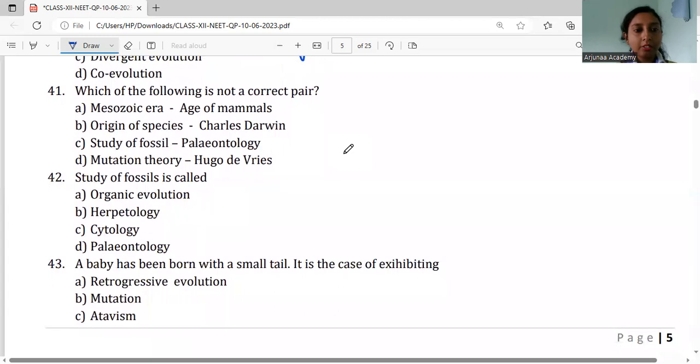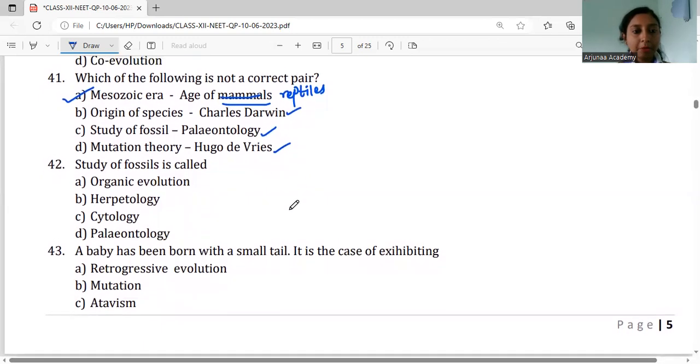Then 41. Which of the following is not a correct pair? Right. So we know Hugo de Vries suggested the mutation theory. Then paleontology is also called the study of fossils. Charles Darwin wrote the book Origin of Species, right? And the Mesozoic era is not the age of mammals, it is the age of reptiles, where dinosaurs were dominant during that era. So the answer is option A.